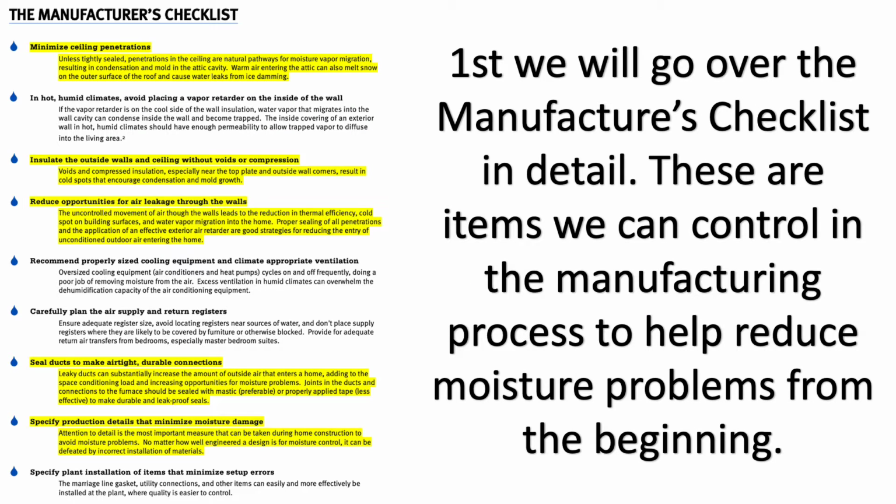First, we will go over the manufacturer's checklist in detail. These are the items that we can control in the manufacturing process to help reduce moisture problems from the beginning. The manufacturer's checklist. Minimize ceiling penetrations. Insulate the outside walls and ceiling without voids or compression. Reduce opportunities for air leakage through the walls. Seal ducts to make airtight, durable connections. Specify production details that minimize moisture damage.